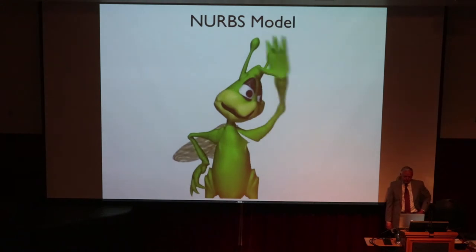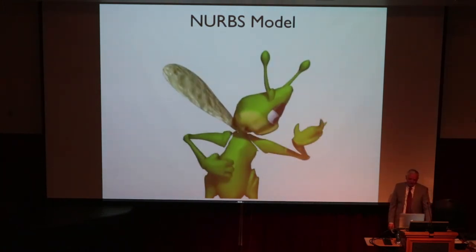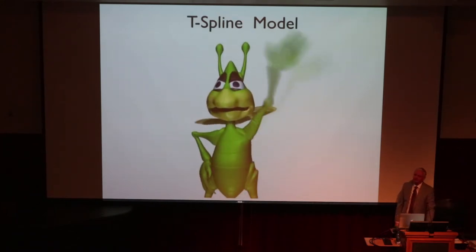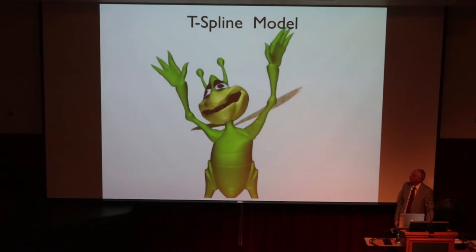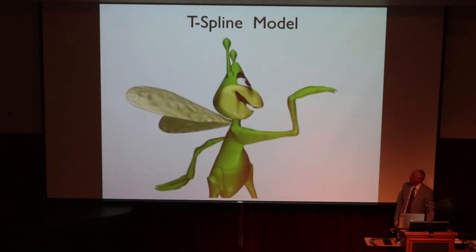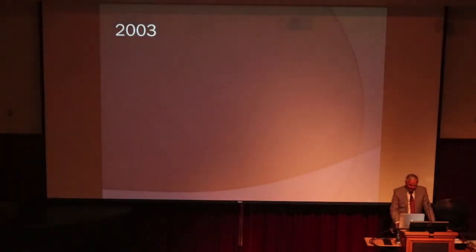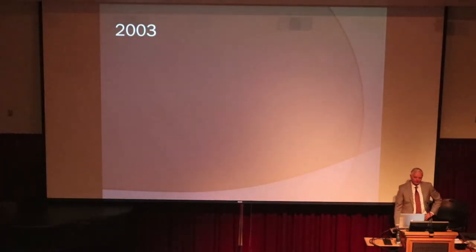Yeah, we made this for the business plan competition. There's the NURBS model of an insect. And here's the T-splines model. Helps to have fun models like that to make a business presentation. All right, so we were very excited.